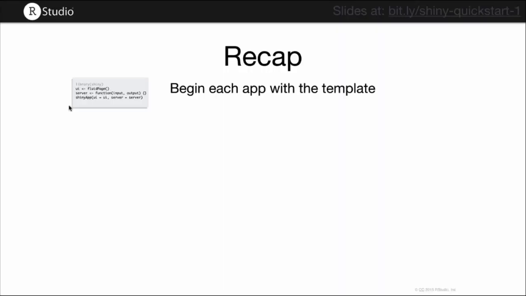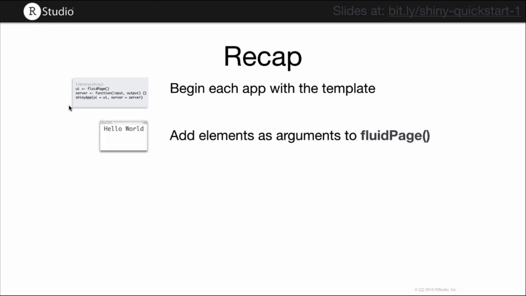I recommend that you begin each app with the same template, the template we saw there. You may have seen Shiny apps that don't quite look like that, and I'll talk about that by the end of the slideshow today. But for now, start each app with that template. Second, add elements to your app by passing them as arguments to the fluidPage function.